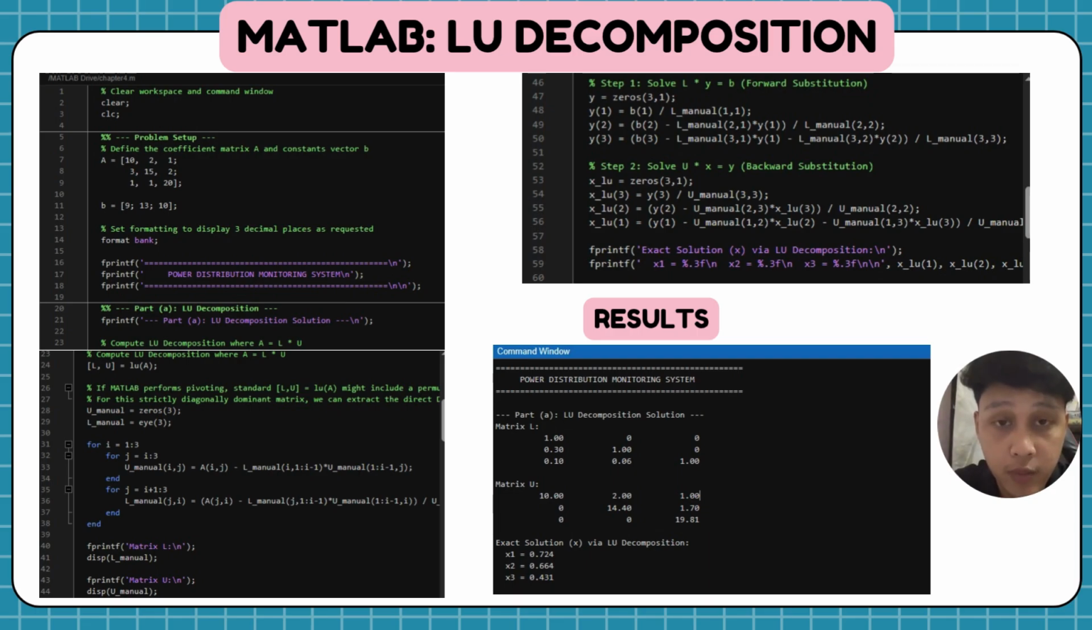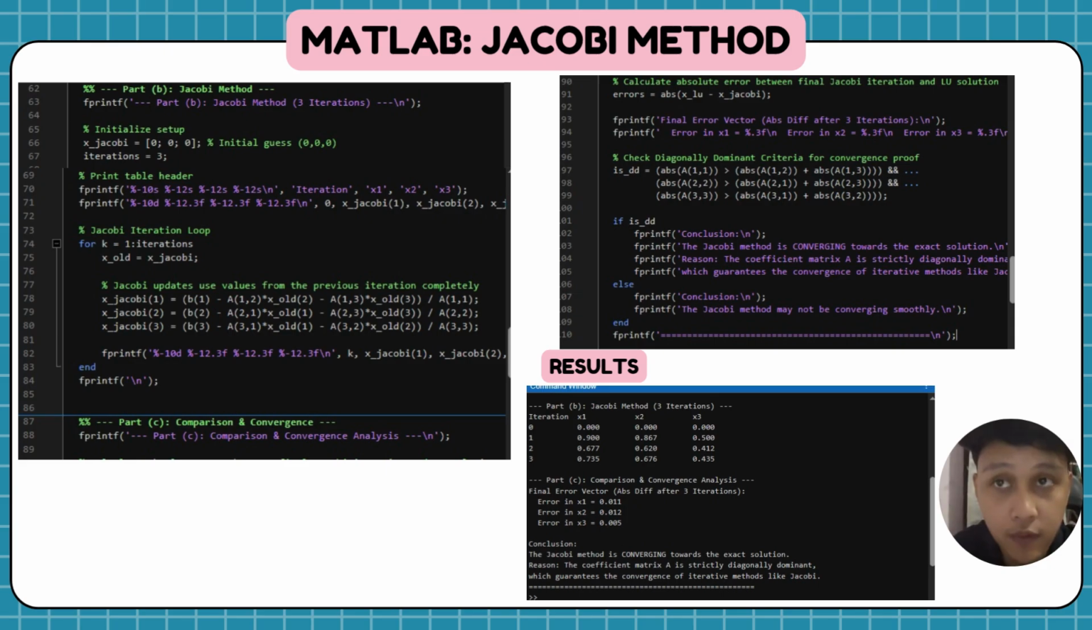Next, I will explain the MATLAB implementation. As you can see in the slide, the same system of equations was entered into MATLAB. For LU decomposition, the built-in LU function was used to generate matrices L and U, and then forward and backward substitution were performed to obtain the solution vector, and you can get the final result. For the Jacobi method, a loop structure was used to perform the iterative calculation automatically for 3 iterations. The MATLAB results match the manual calculation, confirming that the calculations were performed correctly.